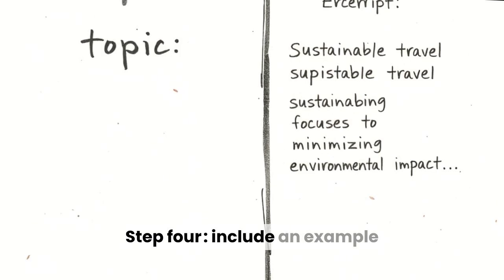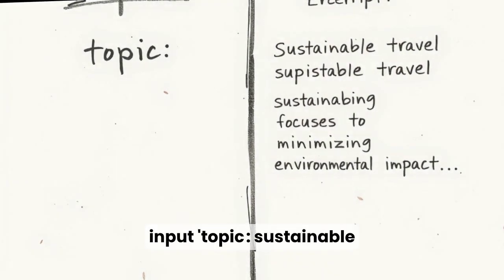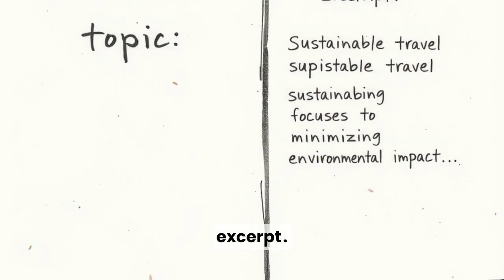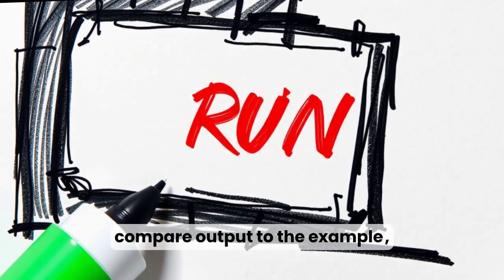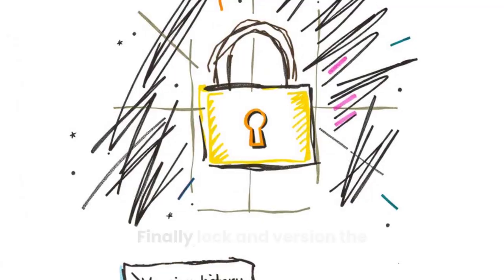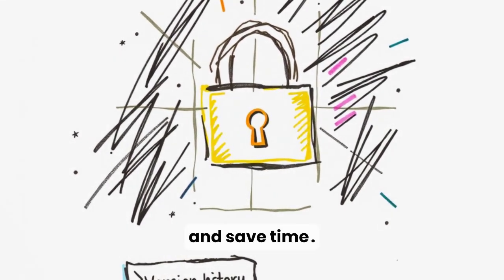Step 4. Include an example input topic, sustainable travel, and expected output excerpt. Test it, run the template, compare output to the example, then tweak instructions. Finally, lock and version the project, reuse across tasks, and save time.